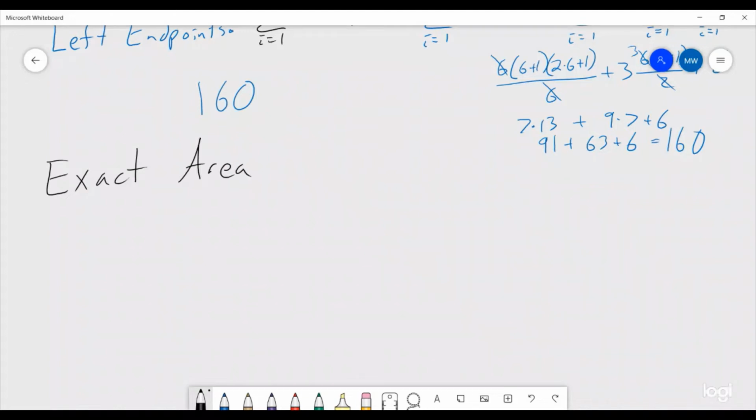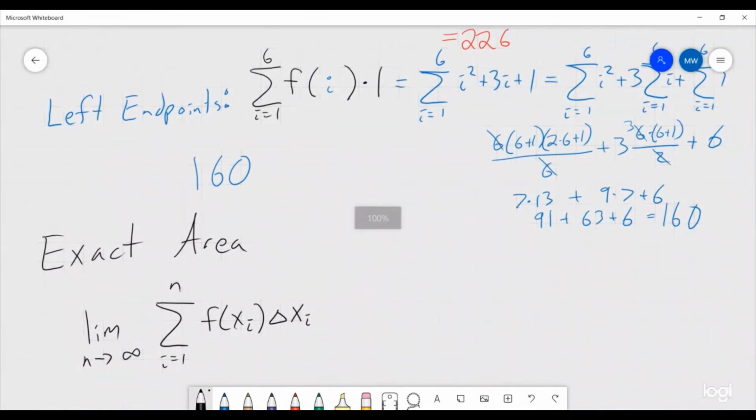Well, the exact area sends the number of intervals to infinity. So this would be found by looking at the limit as n goes to infinity of the sum from i equals 1 to n of f of x sub i, delta x sub i. Now the question with this is, which endpoint form should we use? Well, it turns out it doesn't matter. So let's just use our left endpoint, because in this case, that's the easiest one to just plug them in.